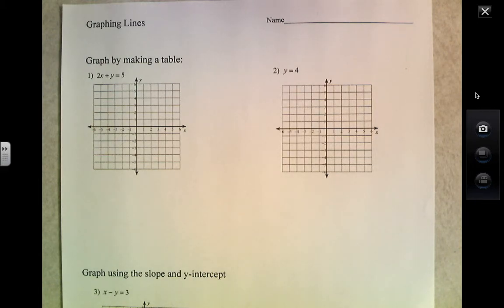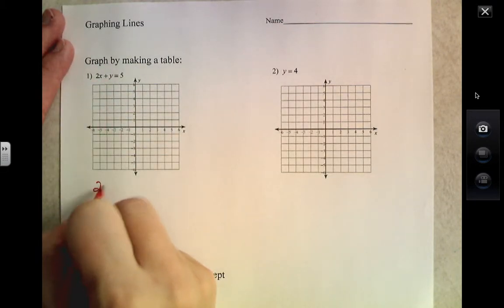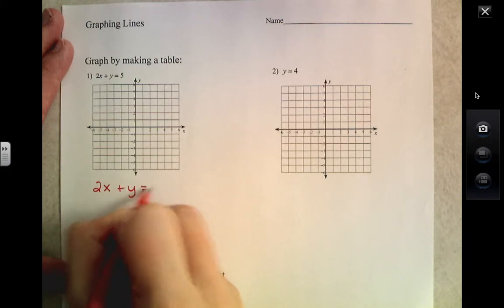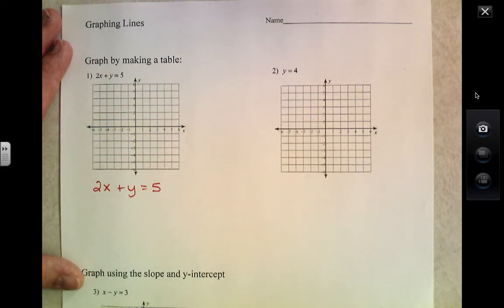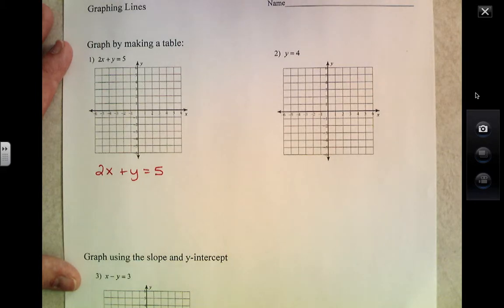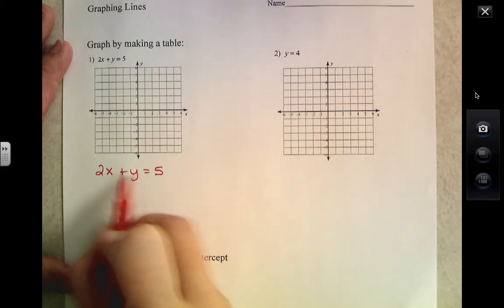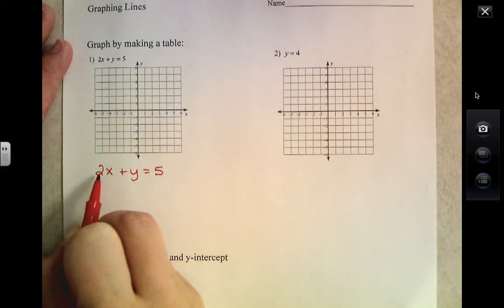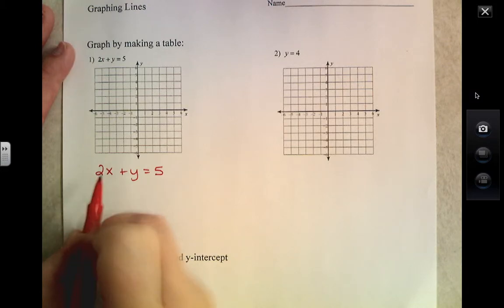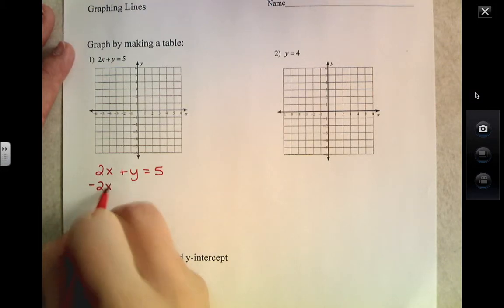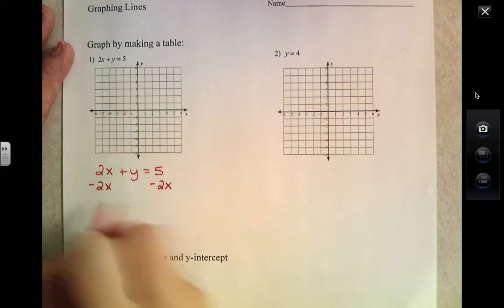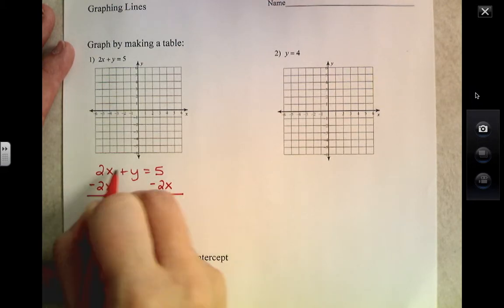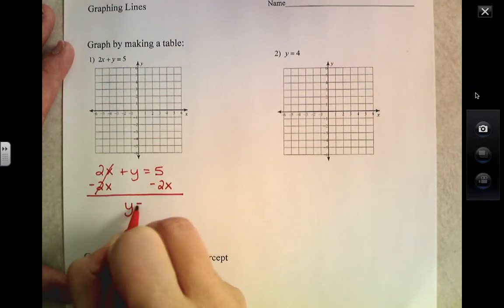Okay, so the first thing we need to do here, I'm going to transfer my equation down here, 2x plus y equals 5. We need to get y alone. We start by adding or subtracting. So this is the y right here, and I'm going to need to get rid of the 2x. The 2x is positive, so I'm going to subtract 2x on both sides of the equation. Okay, those are going to cancel, and it's going to give me y equals.